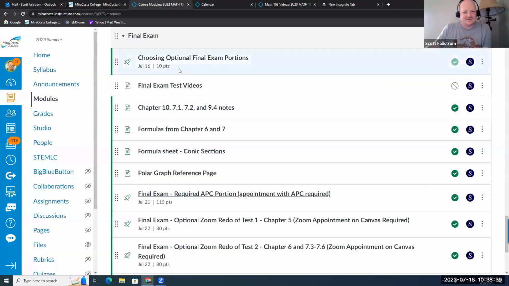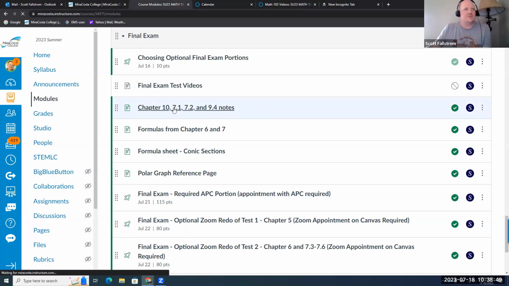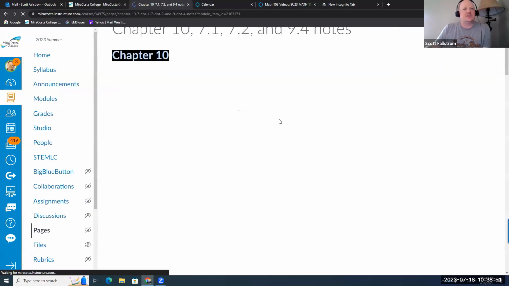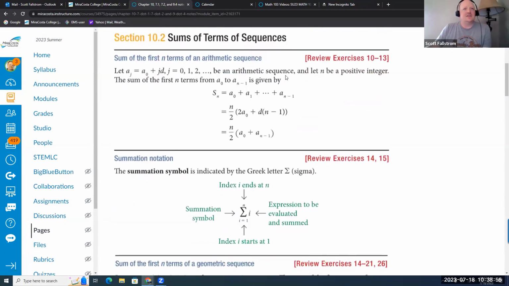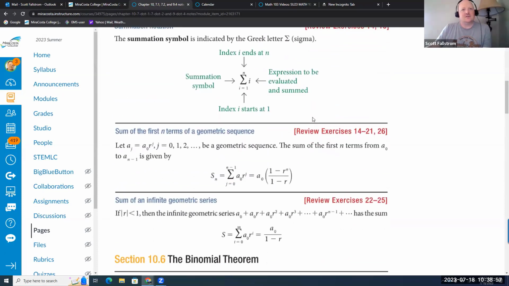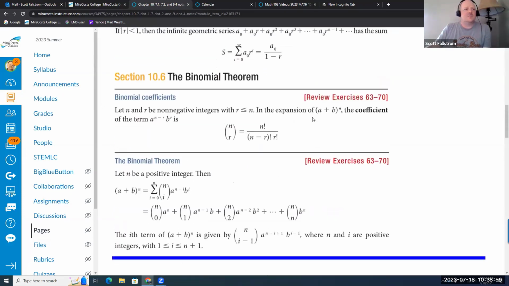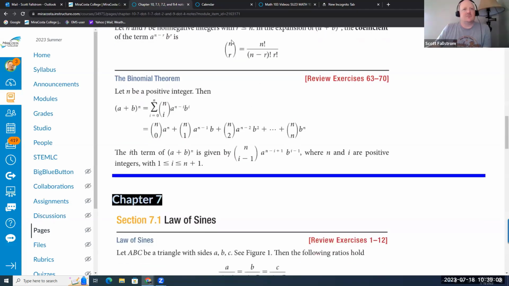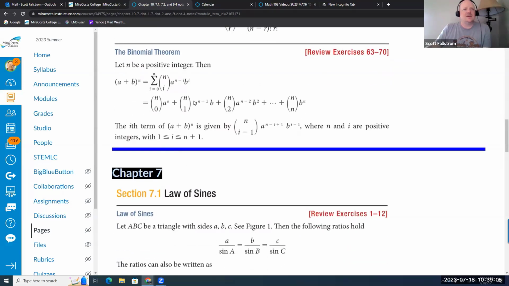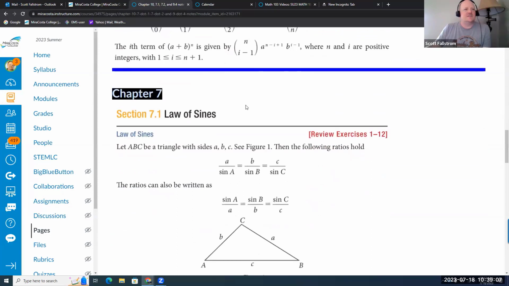Let me go back to course modules. There is a notes page here for chapter 10. If you click on that, this one's also available for you to have open. This is what's going to be in there. You have the definition of the sequences. These are chapter 10, the sums of sequences, which I just took straight from the book itself, and then chapter 10.6 with the binomial theorem. So understanding what that notation looks like and how we write out the terms of the sequence.